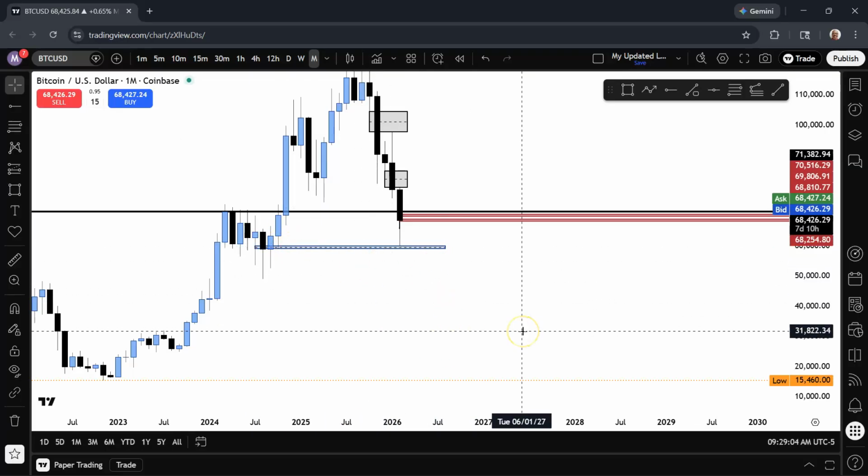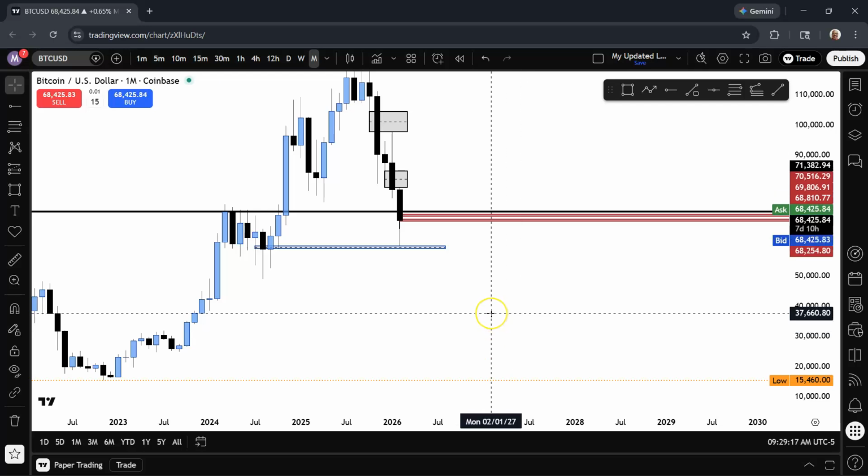So if you don't know what a double bottom is, it's when the trend comes back to a point in time and you have two points on the support line. That's called a double bottom. Typically on a double bottom, it bounces off and goes back up. Not always, but typically that's what happens.